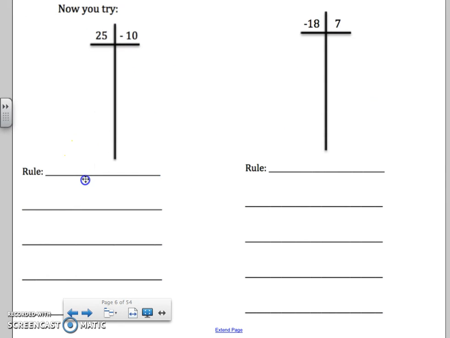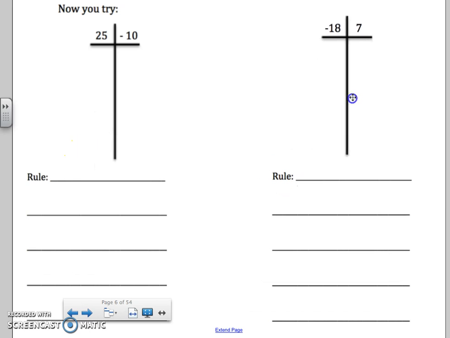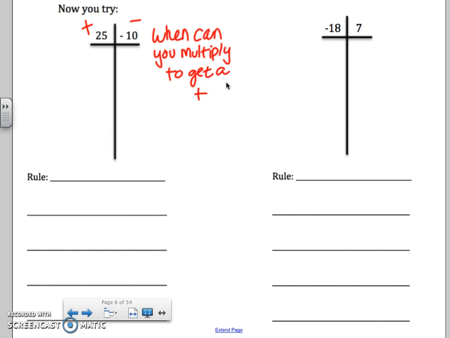So I have these two problems, and I've got a rule thing underneath them because we notice that this side is positive and this side is negative. Okay? So when can you multiply to get a positive is the question. So what times what will give you a positive number? I know that a positive times a positive will give me a positive. And then I also know that a negative times a negative will give me a positive. So when this product side is a positive, you're either going to have two signs that are the same, either both positive or both negative.